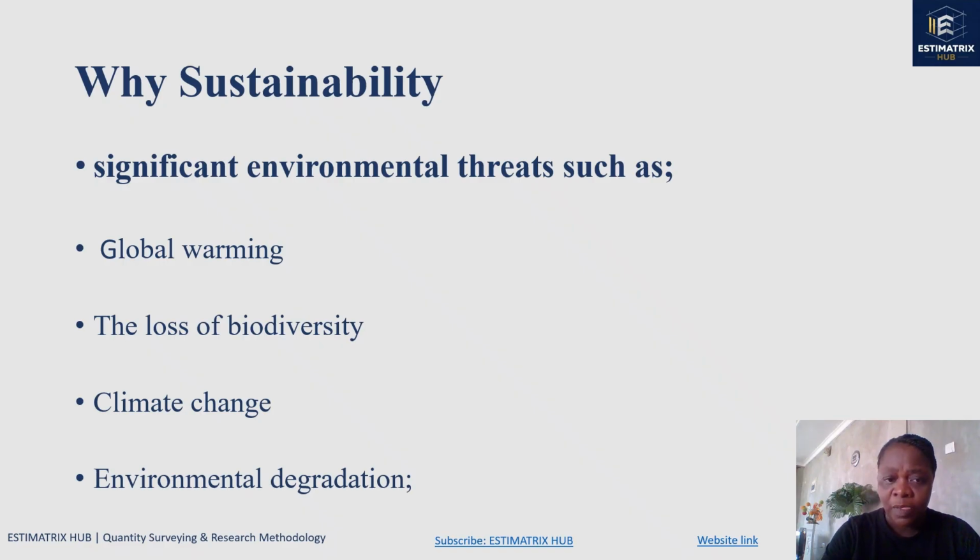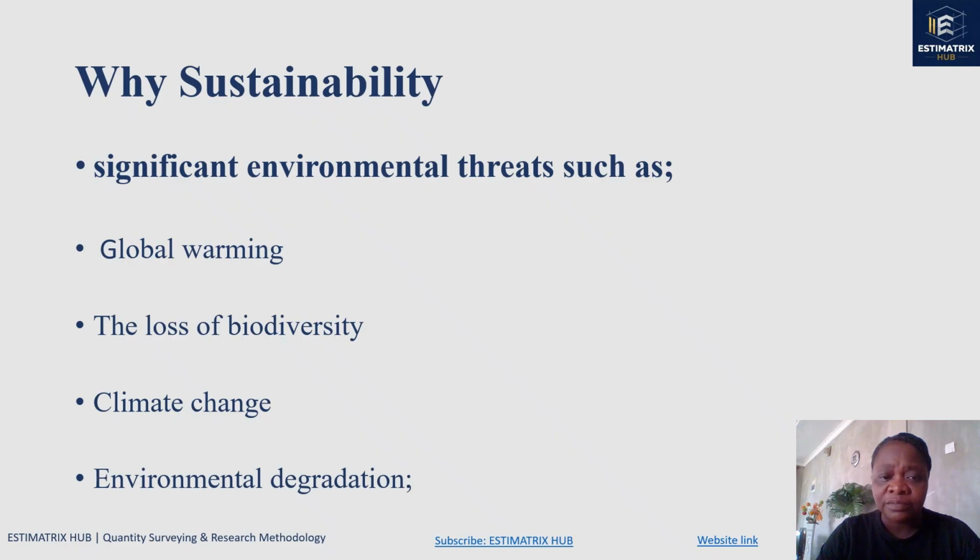Threats like global warming. What do we mean by global warming? We say that this is a long-term increase in the Earth's average temperature. It happens mainly because certain gases in the atmosphere trap heat from the sun. Sun energy released is unable to escape back to space. That is one of the causes of this, why we need this sustainability.